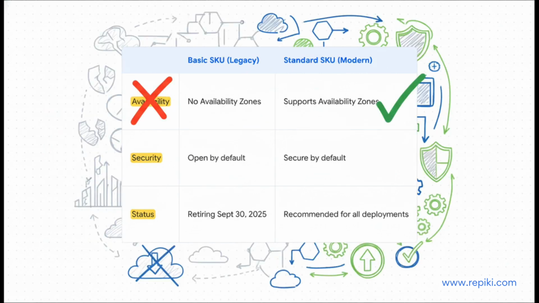Over in Azure, the first thing you have to decide is which SKU to use, Basic or Standard. And honestly, this is a no-brainer. The Basic SKU is a legacy option that's literally being retired. It has no support for availability zones, and it's open to the internet by default. Yikes. The Standard SKU is what you want. It's built for high availability, it's secure by default, and it's the only real choice for production.